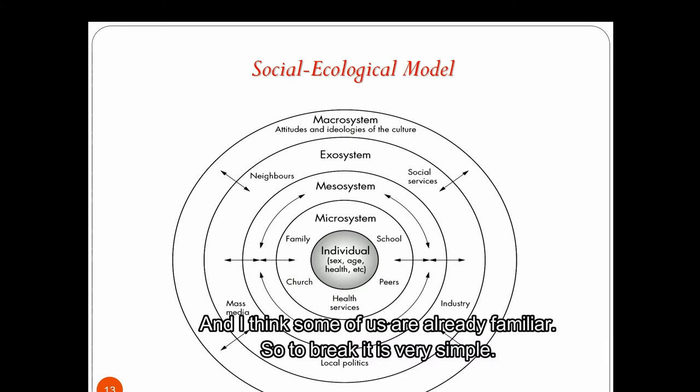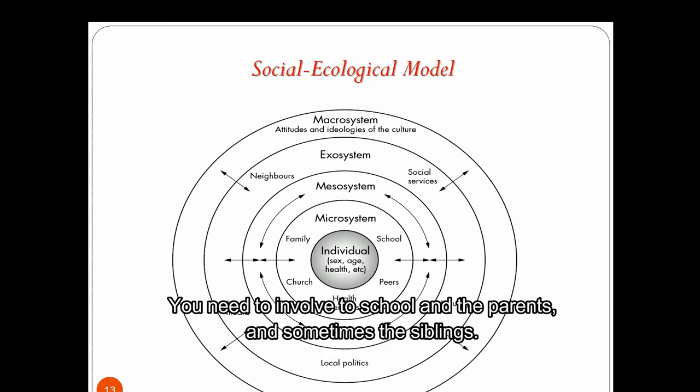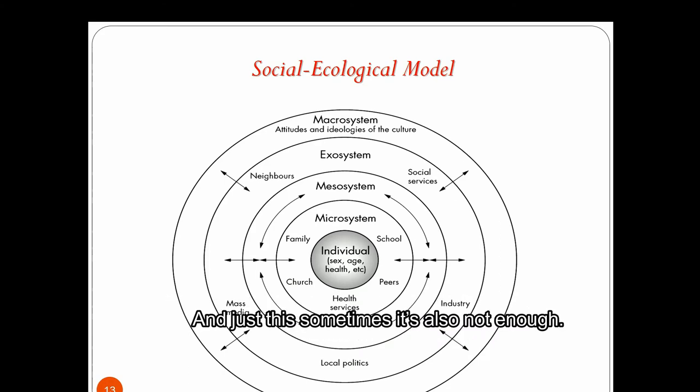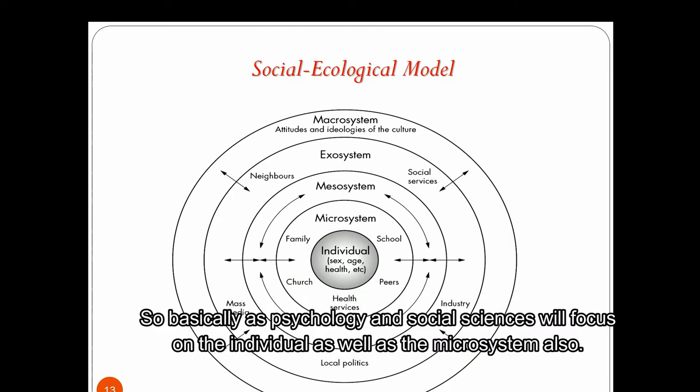So to break it down, it's very simple. We always know that in developing any treatment program for school children, just delivering the program to the children is not enough. You need to involve the school and the parents and sometimes the siblings. And sometimes even that is not enough. You need to include law enforcement agents, some policy has to be implemented, and a support group has to be established.